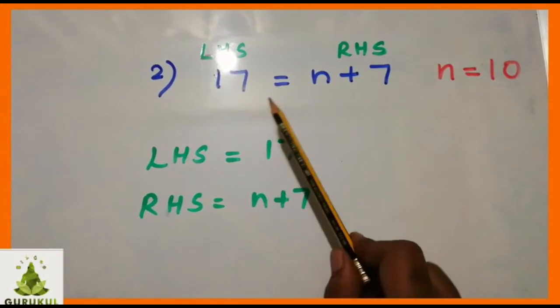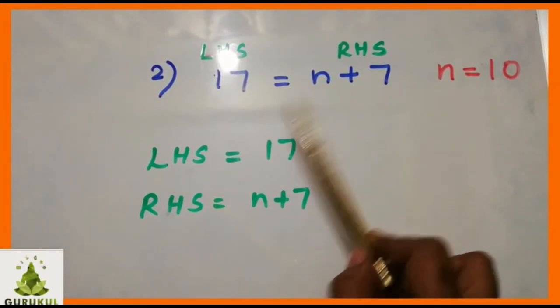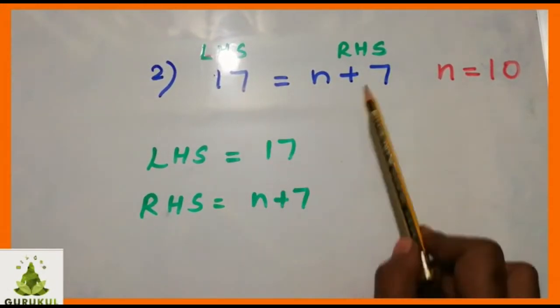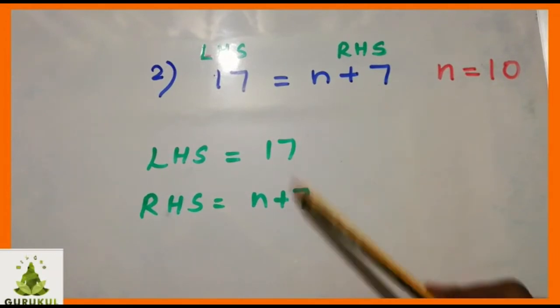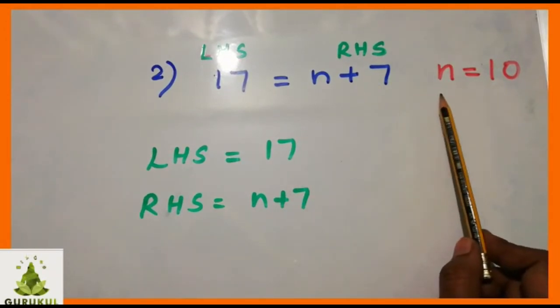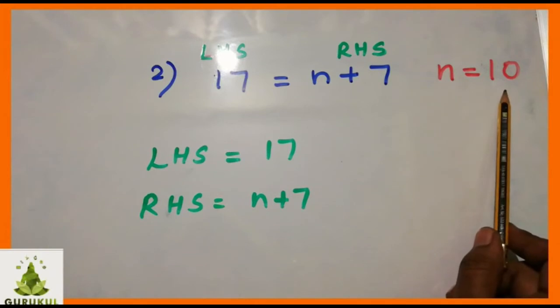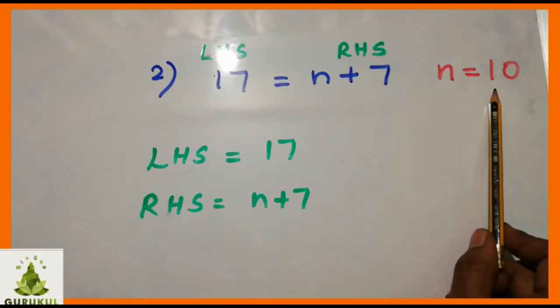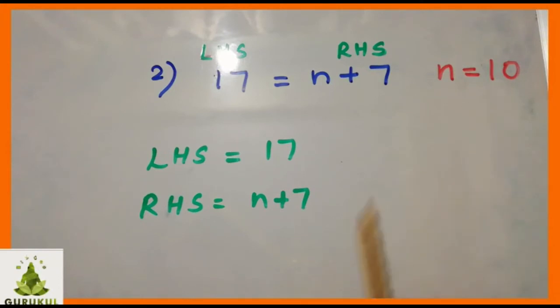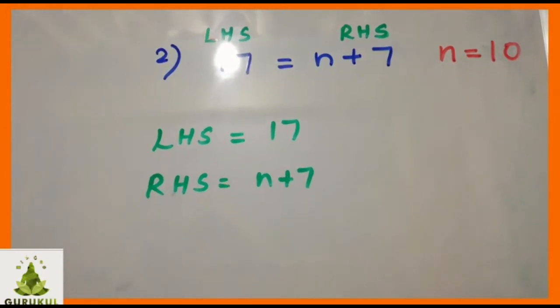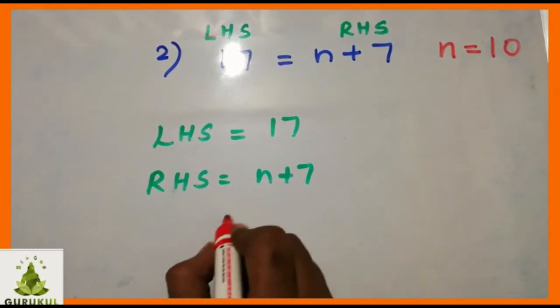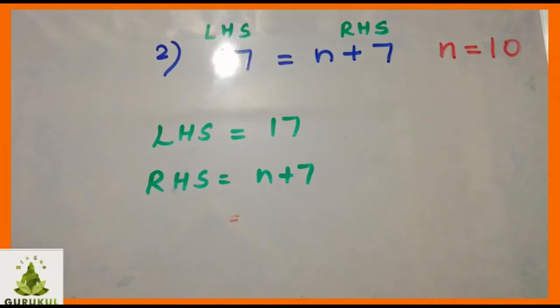See the second equation, 17 is equal to n plus 7. Here LHS is 17 and RHS is n plus 7. So I wrote here. Now here the value given is n is equal to 10. If I put the value of n, in the place of n if I put 10, is the equation satisfied? Can you get the LHS and RHS of the equation balanced or not? Let's check this also. Now already LHS is 17. So RHS we will check.